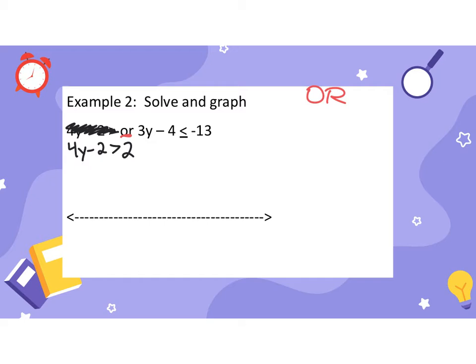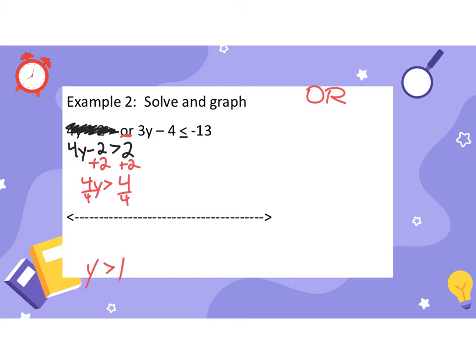But let's keep going with this. So we're just going to solve these as normal. So the first one, we're just going to add 2. 4y is greater than 2 plus 2, which is 4. You should all know that. Last step is just to divide by 4 on each side, and we end up with y is greater than 1.